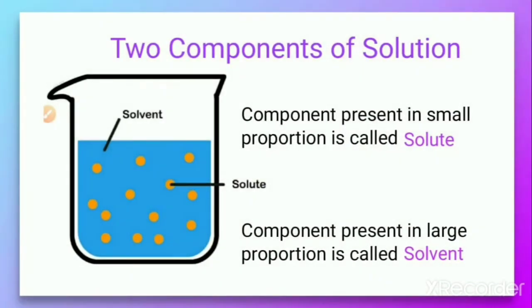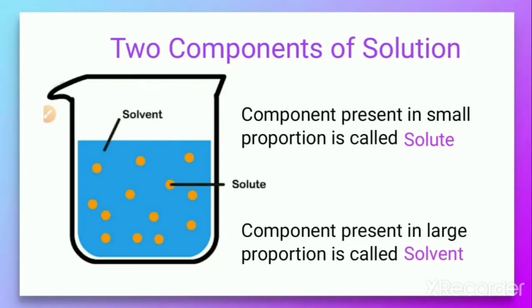There are two components of a solution. The component present in the small proportion is called the solute, and the component present in the large proportion is called the solvent. So whenever you are comparing solute and solvent in a solution, the component which you are adding, which is present in the small proportion, is the solute, and the one present in the large proportion is the solvent.